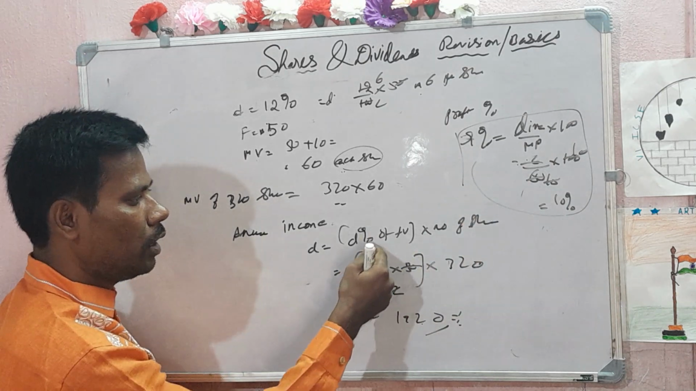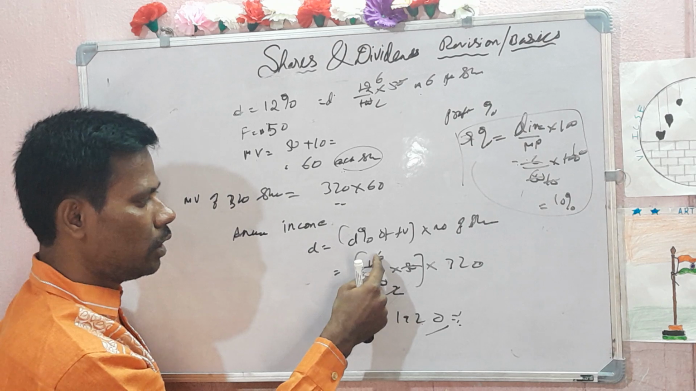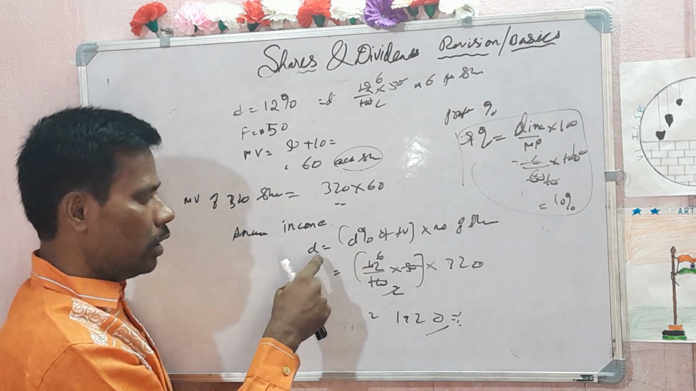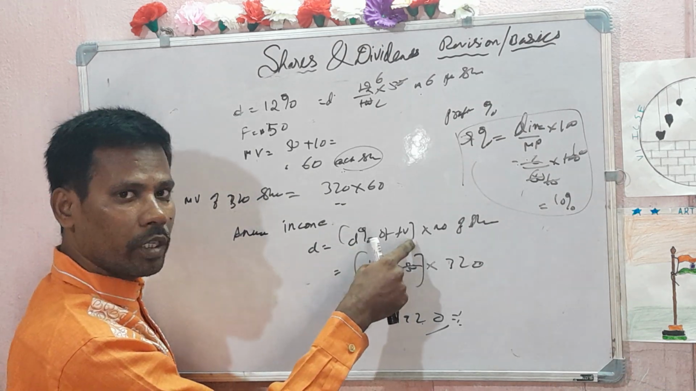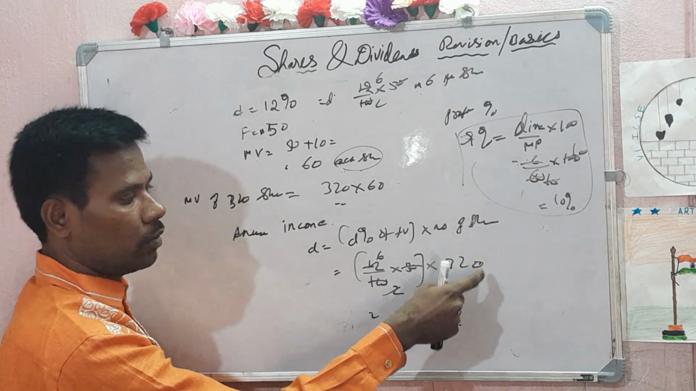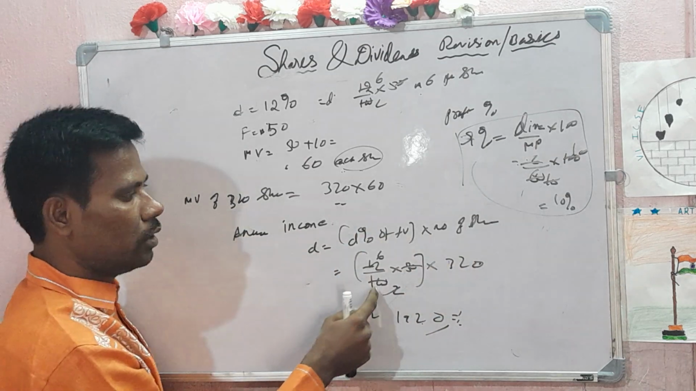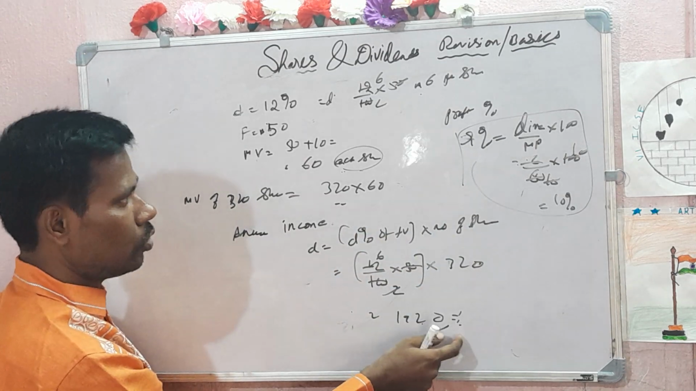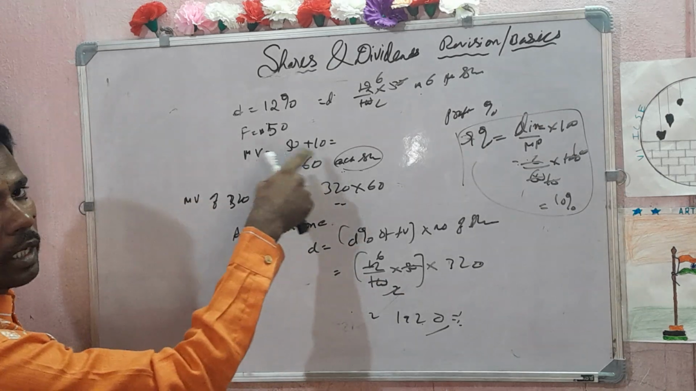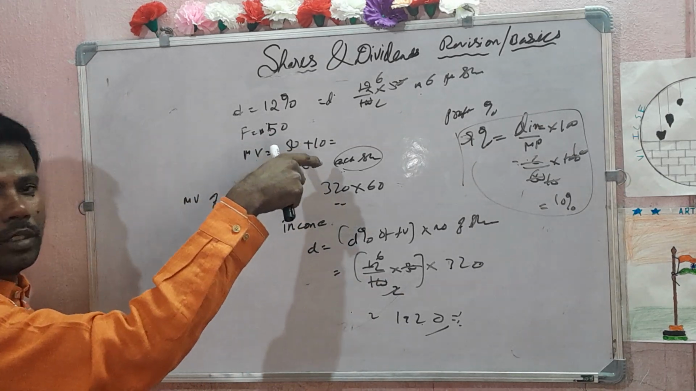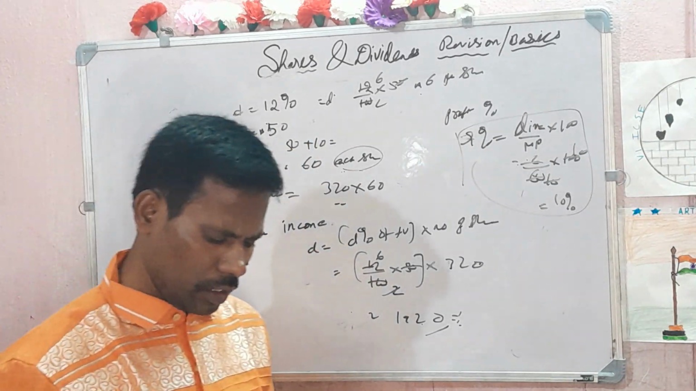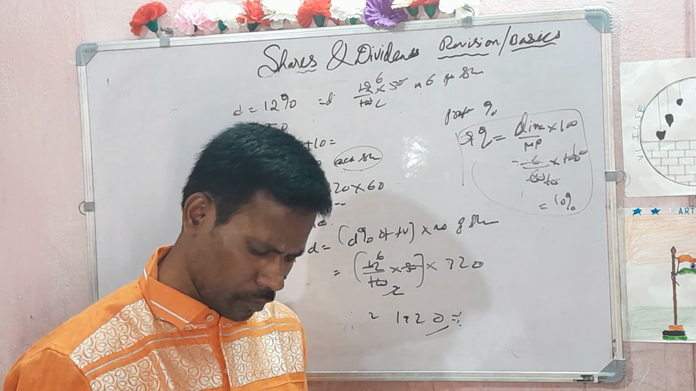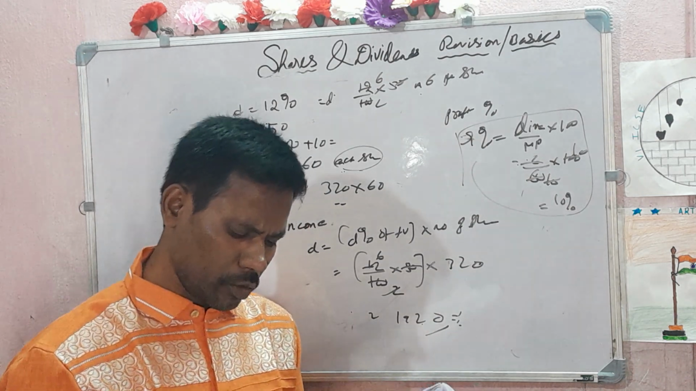Annual income, I already told you, you have to remember this formula. Dividend percentage: dividend is equal to dividend percentage of face value into number of shares. This is per one share, and this is for 320 shares. So this is the total annual income, and when they give premium 10, you have to add it. That's it. 8th question. Very, very important, the 8th one.